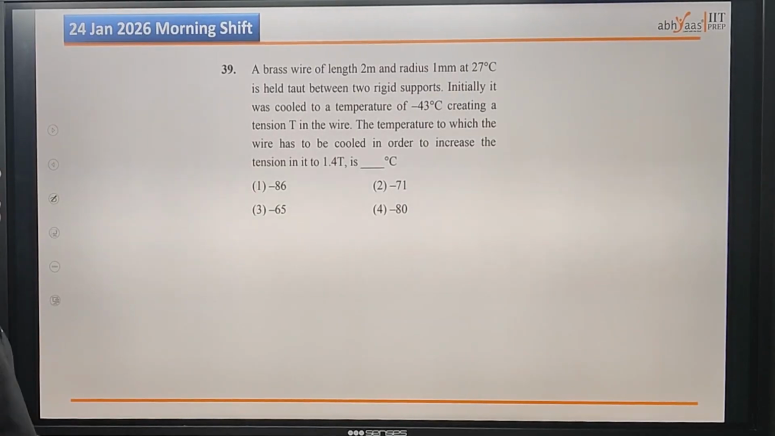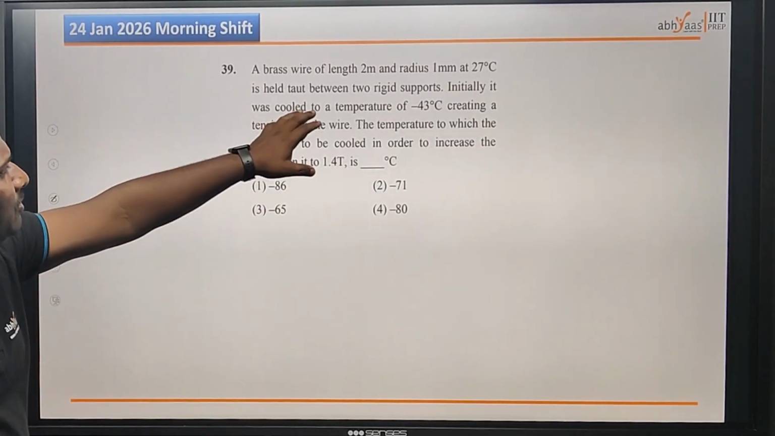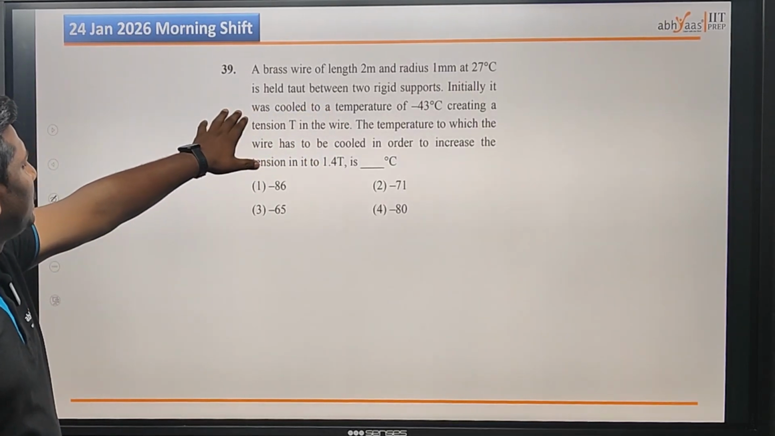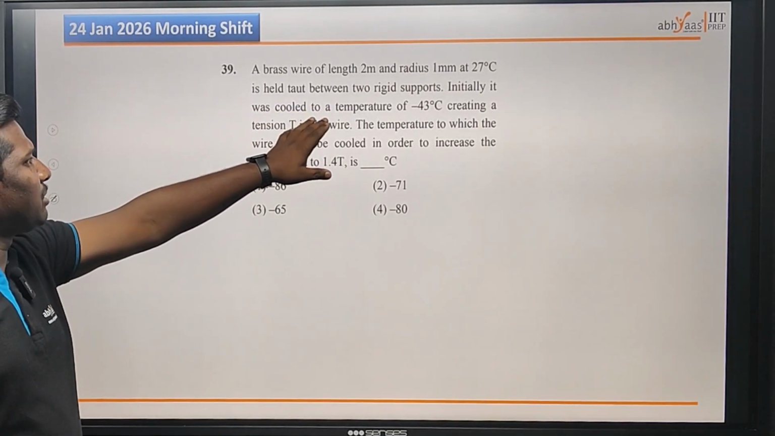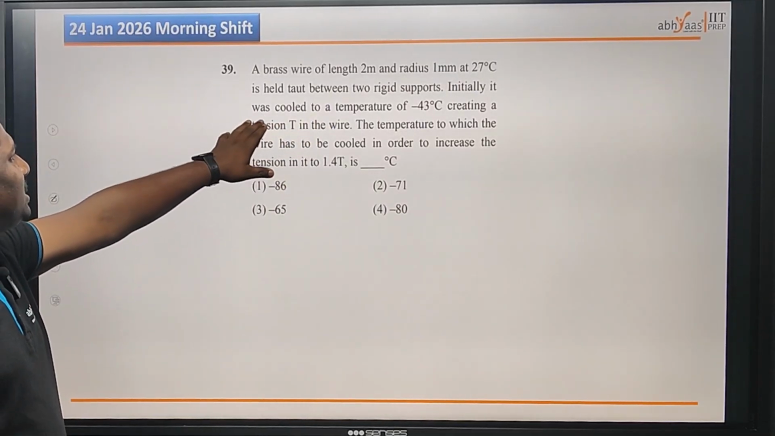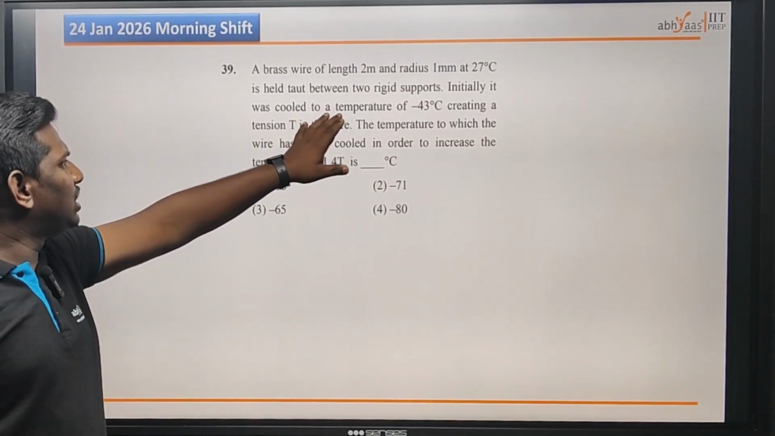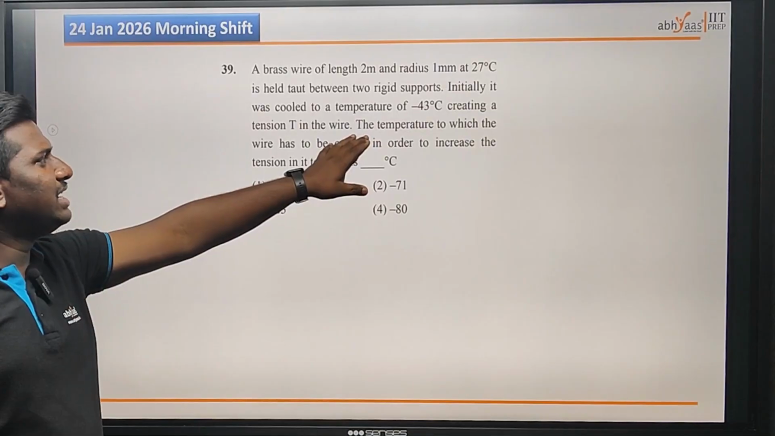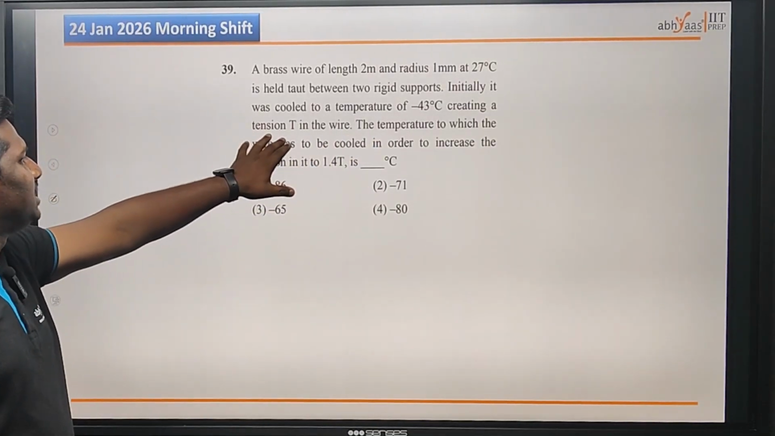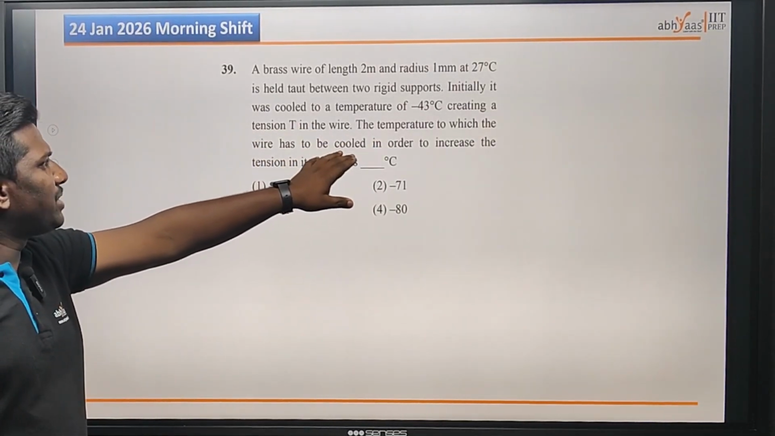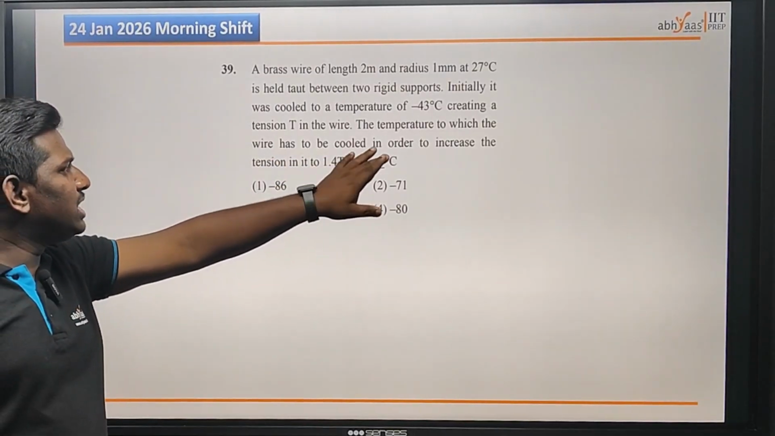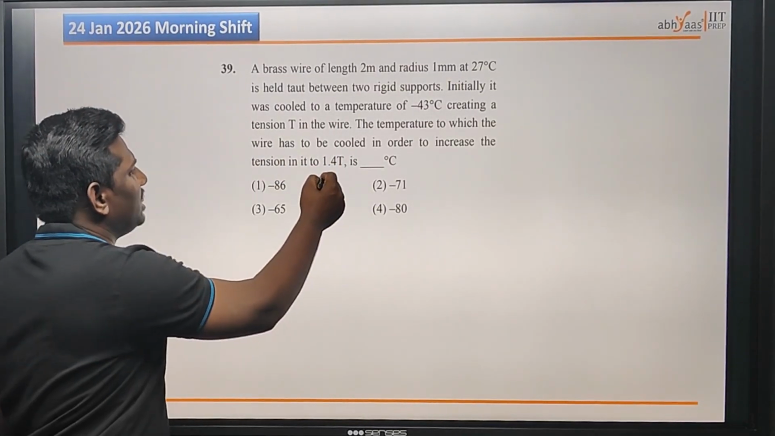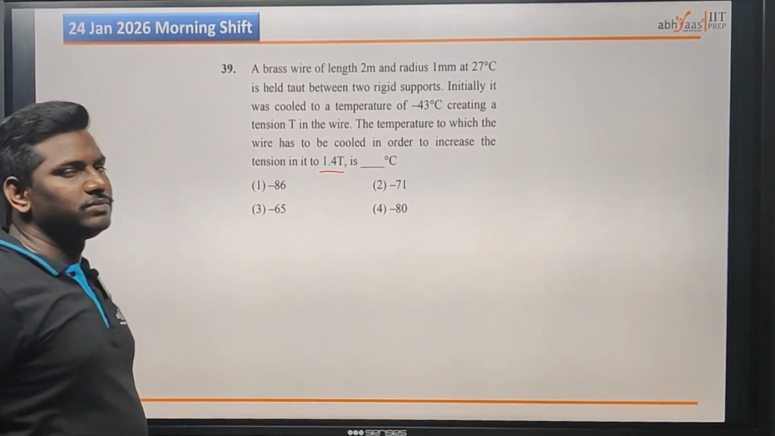Question number 39. A brass wire of length 2 meter and radius 1 millimeter at 27 degrees is held taut between two rigid supports. Initially it was cooled to a temperature of minus 43 degrees centigrade, creating a tension T in the wire. At what temperature must the wire be cooled in order to increase the tension to 1.4 T?